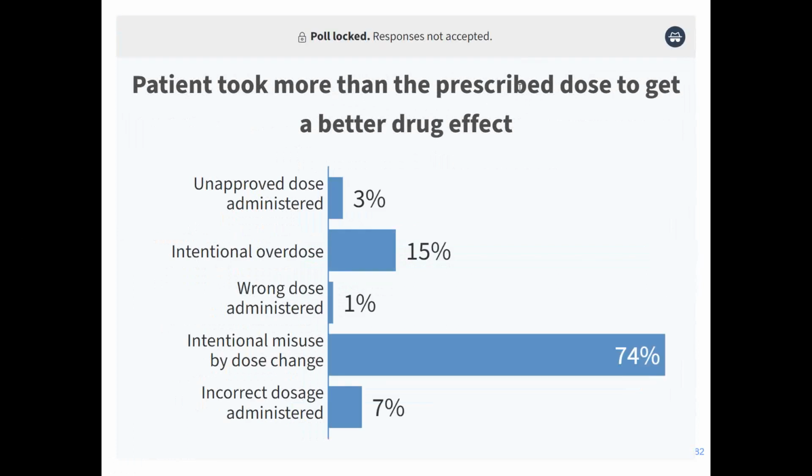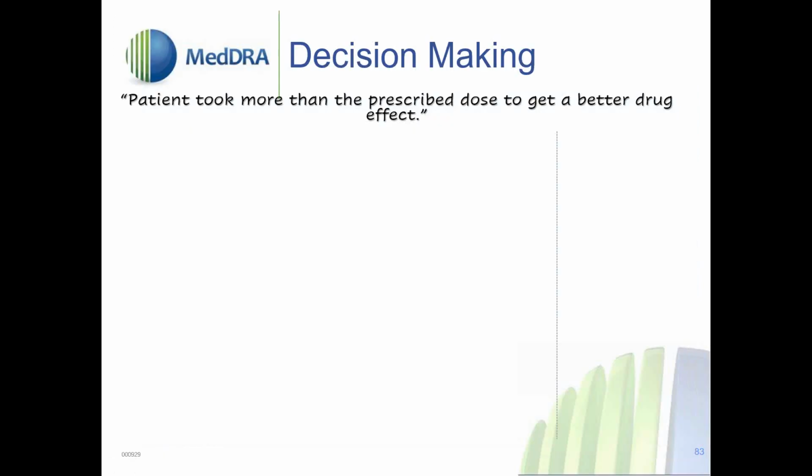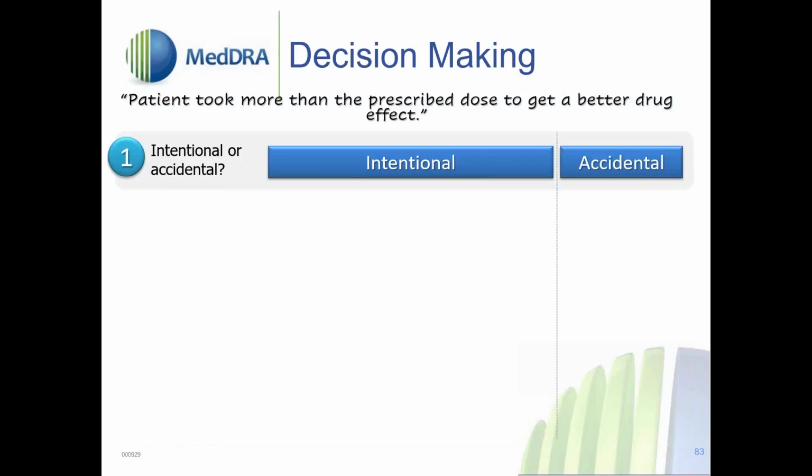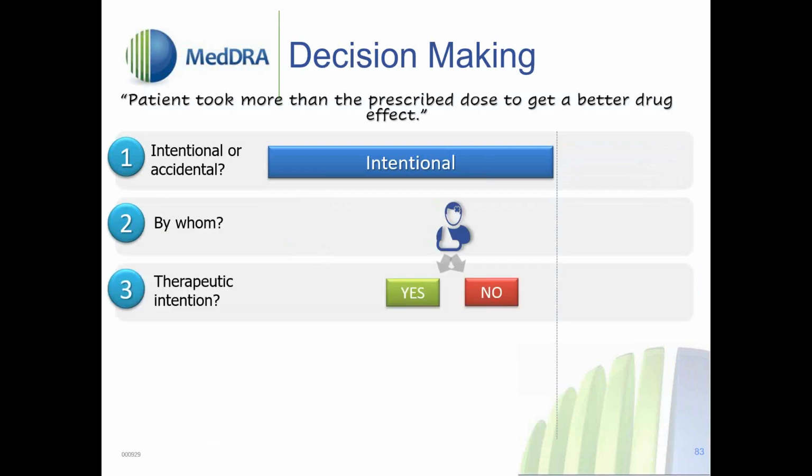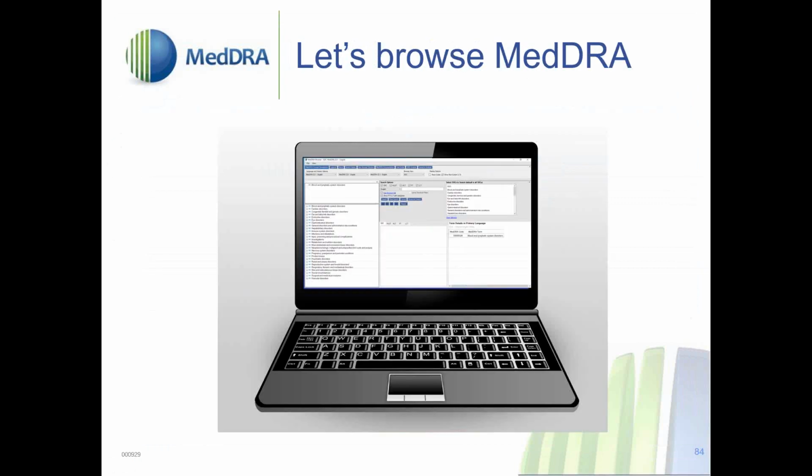Here we are. Most of you have voted for this LLT, so well done. And again, let's use our decision chart. We know it was intentional. It was triggered by the patient. It was for therapeutic reasons. The patient wanted to get a better drug effect. So we should select a term under the intentional product misuse options that is as specific as possible.